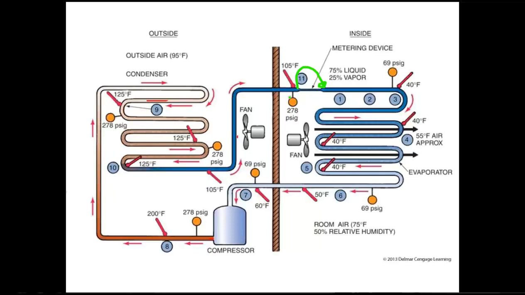Now, our gas laws tell us when we reduce pressure, we also reduce temperature. So at this point in the refrigeration process, after the liquid refrigerant has passed through the metering device, the refrigerant itself is 25% vapor and 75% liquid. And remember, that puts it from liquid directly into its saturation point, because saturation is when we have both liquid and vapor present. So we now have saturated refrigerant at our indoor coil.